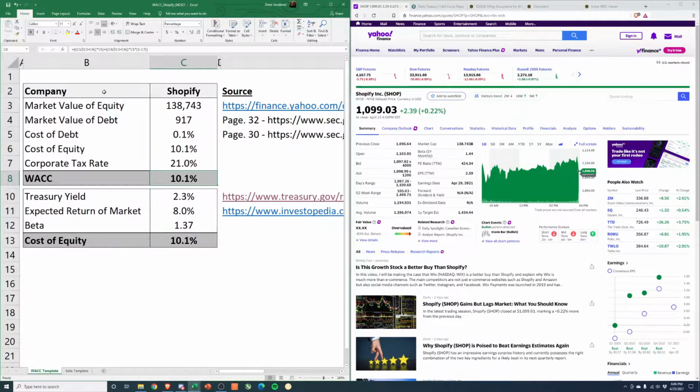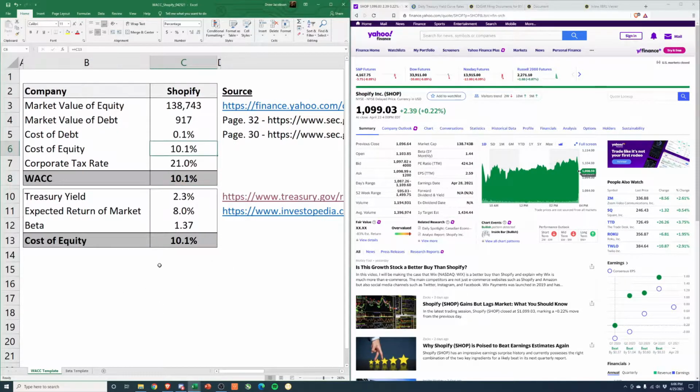in cell C8, you could follow the formula, but basically it's just taking the proportion of equity to the total capitalization and then the proportion of debt and the cost of those two pieces. And then you get a little bit of a tax shield from the debt aspect, just from interest being tax deductible. And then from there, you can get a weighted average cost of capital.